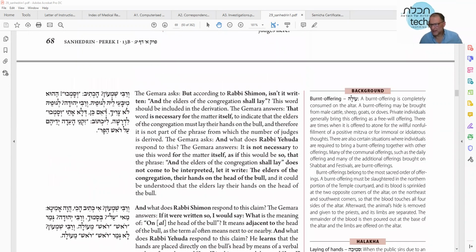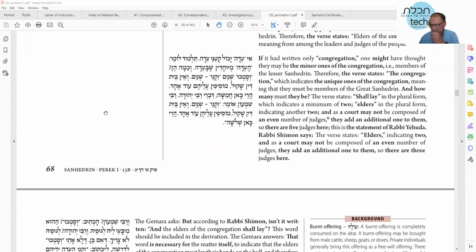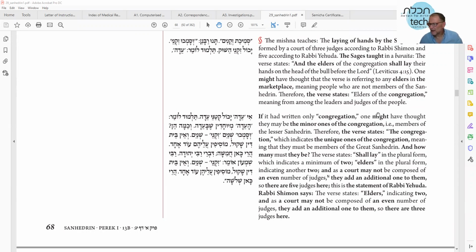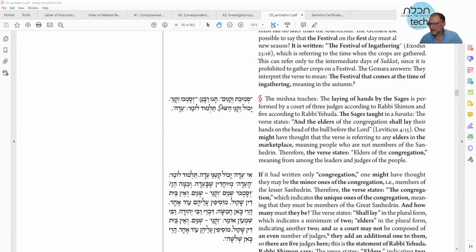The pasuk said, "V'samchu ziknei ha'edah et yedehem al rosh hapar." That was the pasuk. And the elders shall lean their hands upon the head of the bull. That's what we were talking about last week. Here we go. Smichat Zekenim, it was called in the Mishnah.